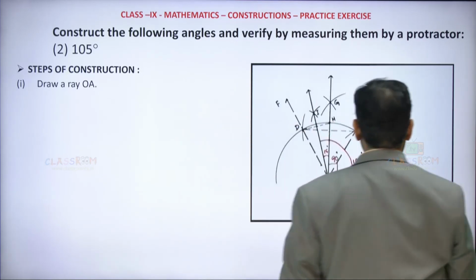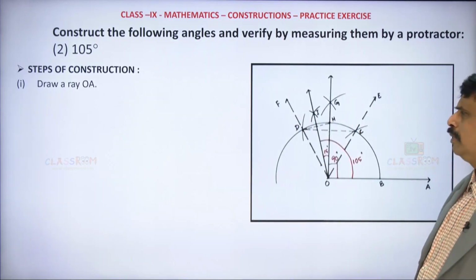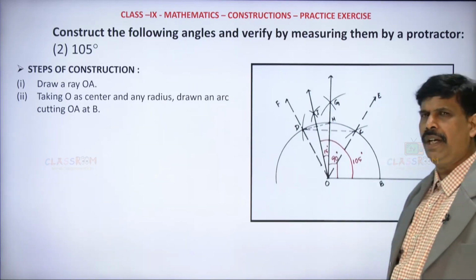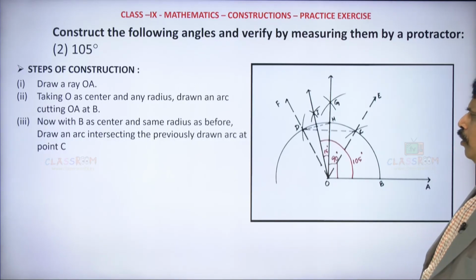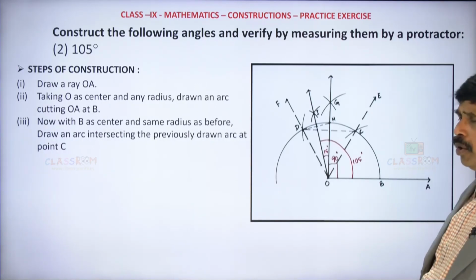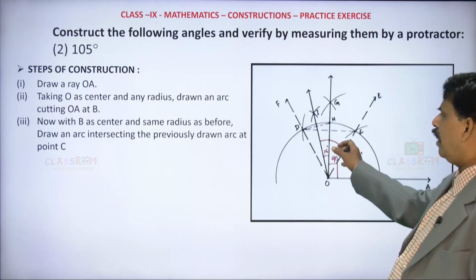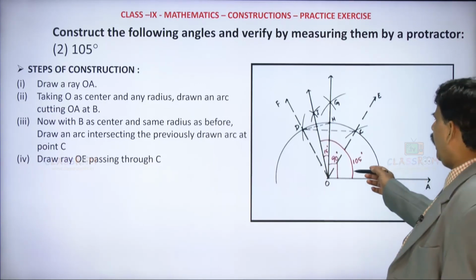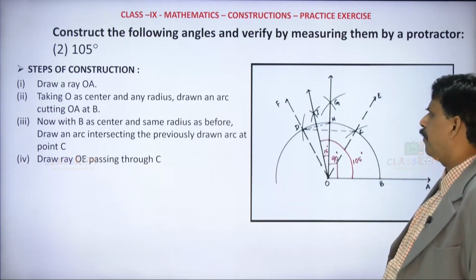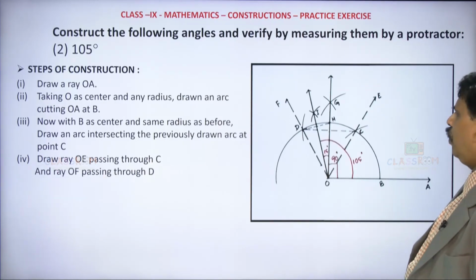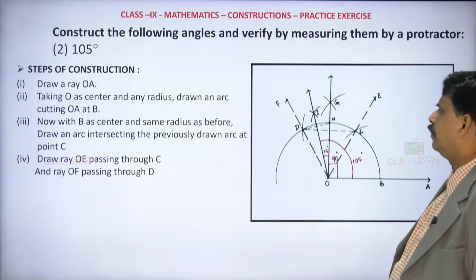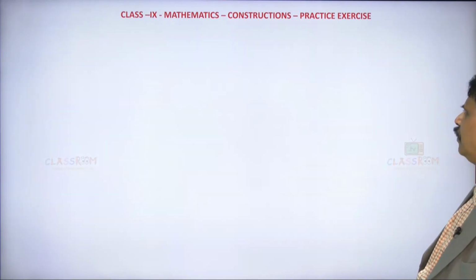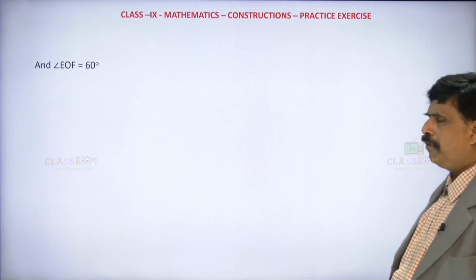First, we draw a ray OA. Then taking O as center and any radius, draw an arc cutting OA at B. Now with B as center and the same radius as before, draw another arc which cuts at C. Now draw one ray passing through C, that is OE, and a ray OF passing through D. So angle AOE is 60 degrees. Clear? Now angle EOF is also 60.